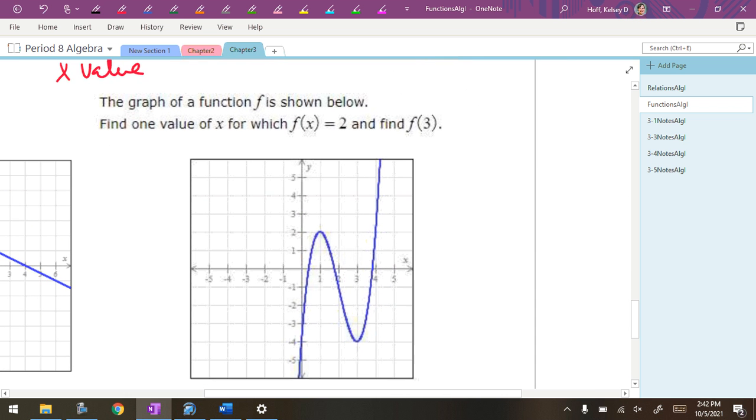So this one says, here's a different function f shown below. Find one value of x for which f of x equals 2. Let's take this one first. F of x equals 2. So they're telling us, according to this, our y value is 2. They want to know, what is the x value when y is 2?